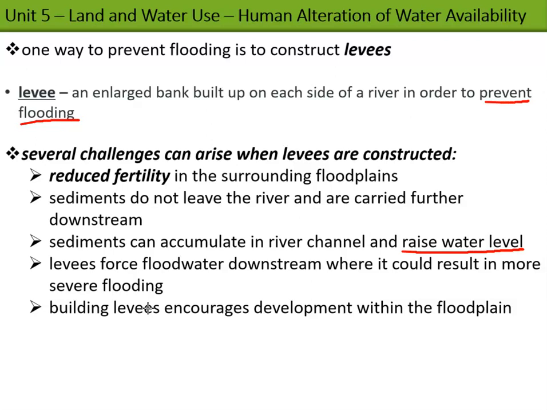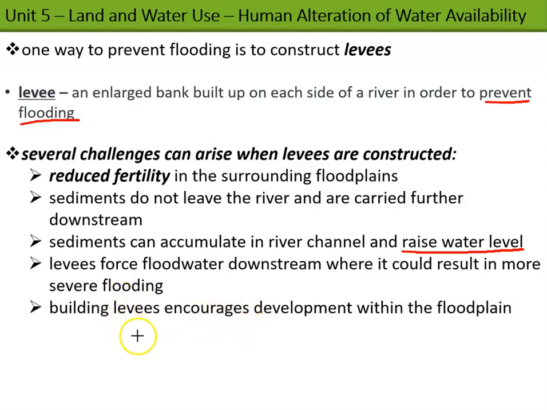But instead, it's all just channeled all the way downstream until eventually, if you have a flood event further downstream, you have severe flooding because there's so much water that has been forced downstream. When it would have possibly been further upstream, if it had been allowed to flood, it would have flooded into the floodplain and then percolated down and left the river channel.